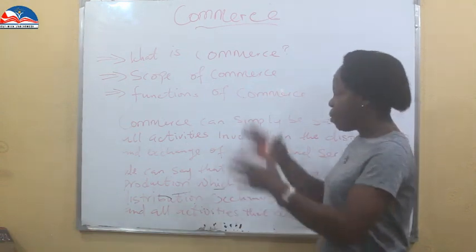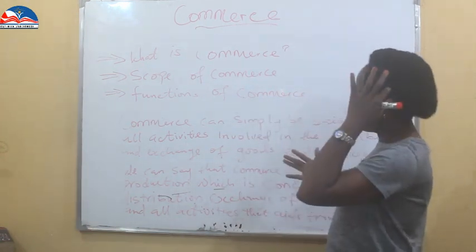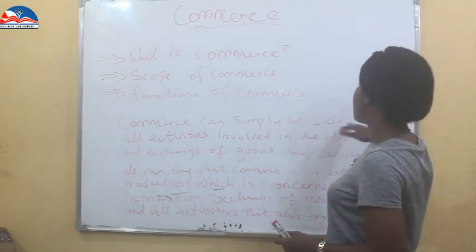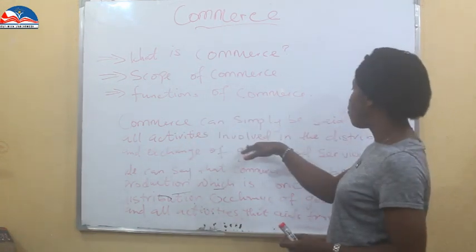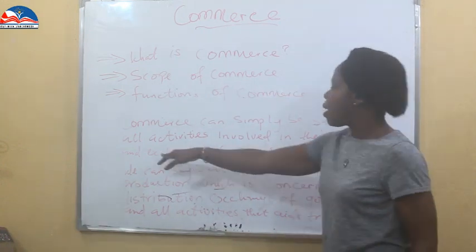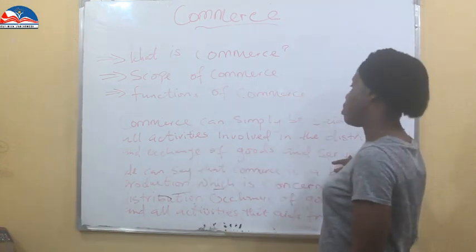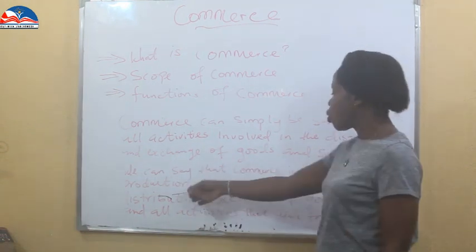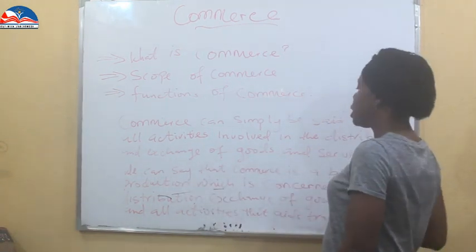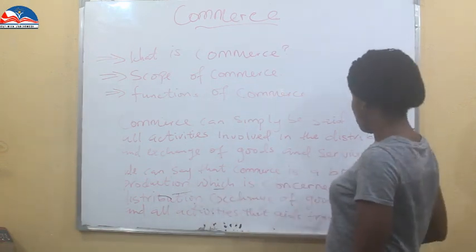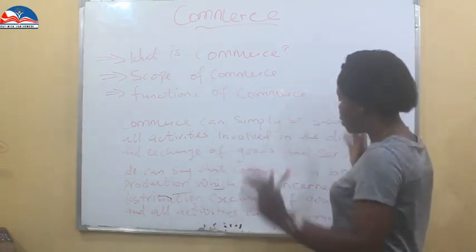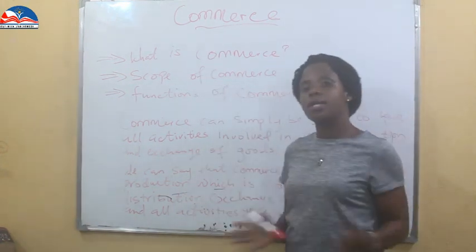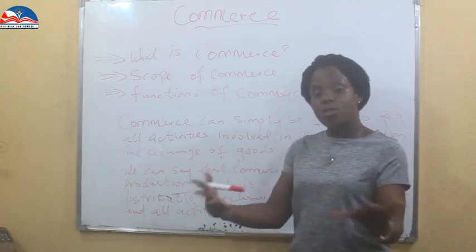So let me run through the definition I have on the board. Commerce can simply be said to be all activities involved in the distribution and exchange of goods and services. We can equally say that commerce is a branch of production which is concerned with the distribution, exchange of goods and services, and all activities that aid trade. When we get to scope of commerce, you will see all activities that aid trade.